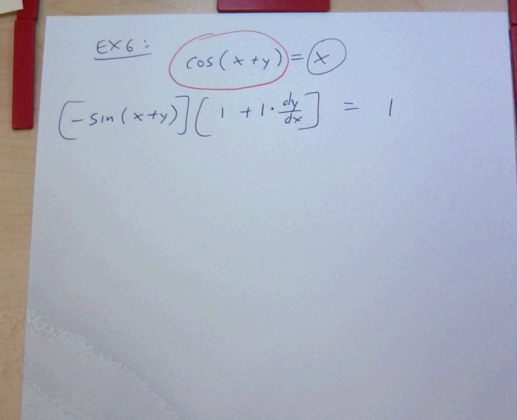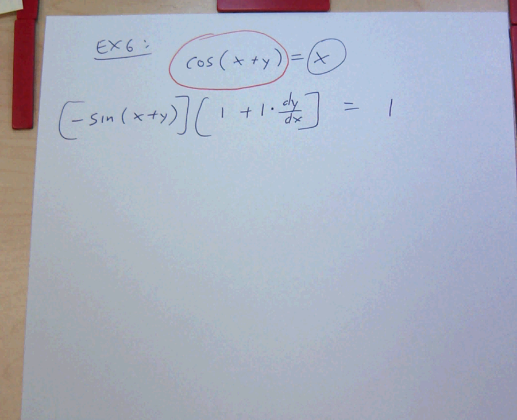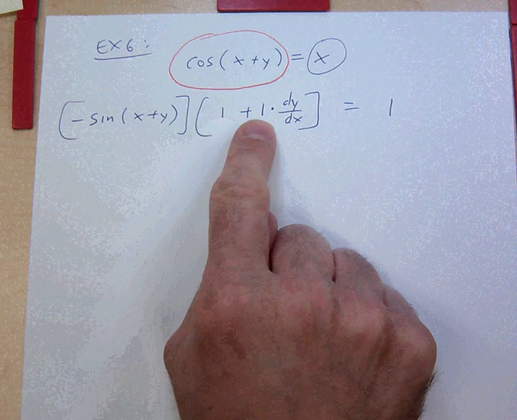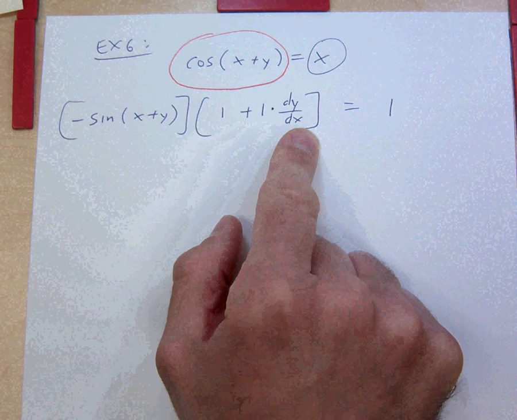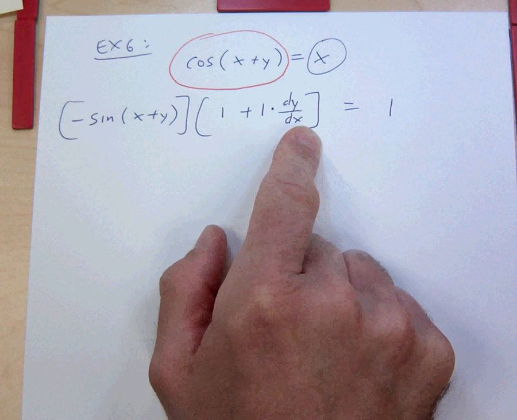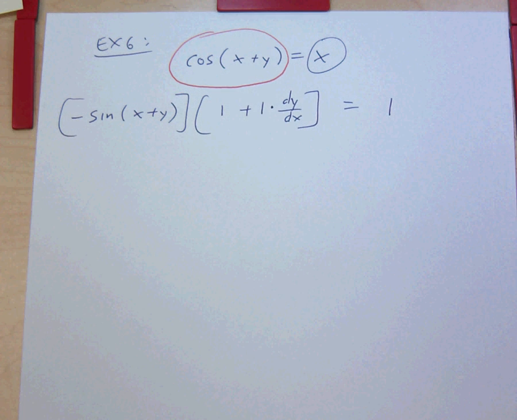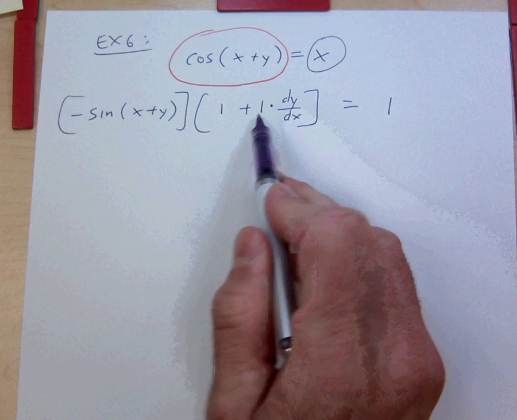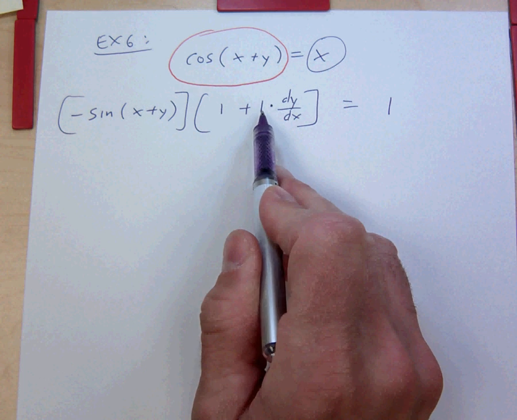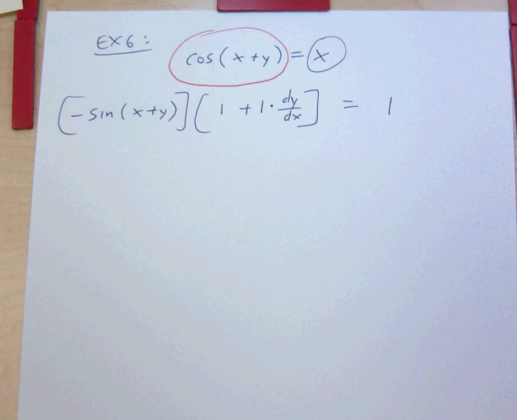Yes? By the way, you're not going to look at that and say, oh, 1 plus 1 is 2, so that's 2 times dy dx, right? Wrong. No, no, no, no. Don't be doing that, please. The dy dx is only multiplied by this 1. Is that clear? Okay, don't make that silly mistake. I hope you don't do that.